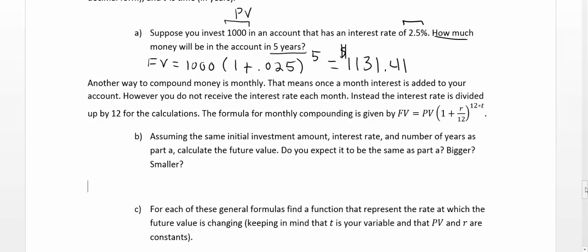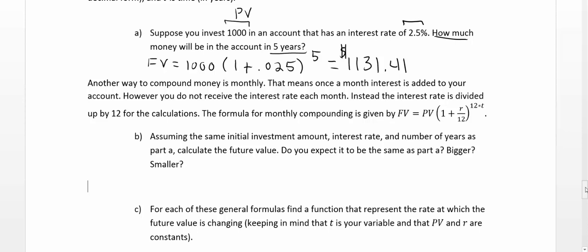So the formula for monthly compounding is given by future value equals present value times (1 plus r divided by 12) raised to the 12 times t. So we're doing r divided by 12 because we're dividing our interest rate into 12 applications. And then, since we're doing it 12 times per year, we're raising it to the 12 times t.